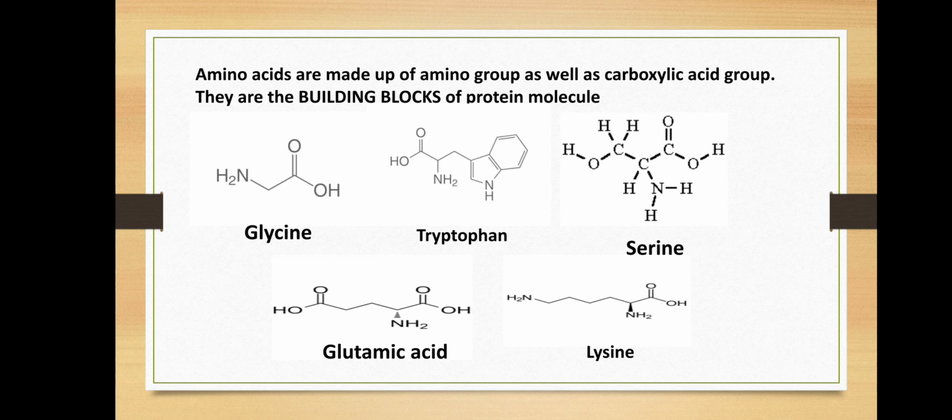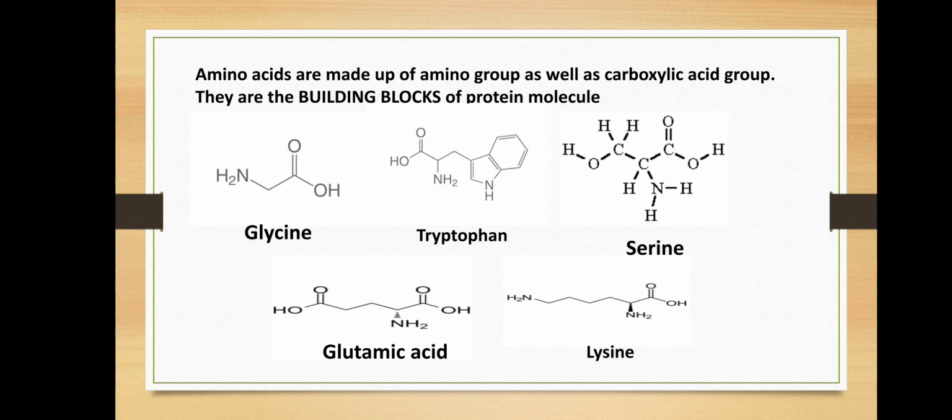Now you see amino acids are made up of an amino group as well as a carboxylic acid group. They are the building blocks of protein molecules. So amino acids are those where both the functional groups, amino as well as carboxylic acid, are present. Here are the structures of some amino acids. The first one is glycine, then tryptophan, then serine, then glutamic acid, and the last one is lysine.